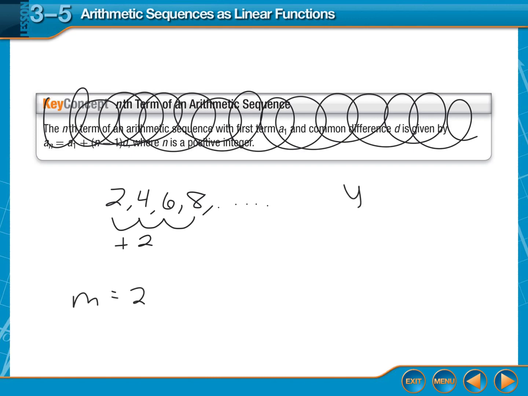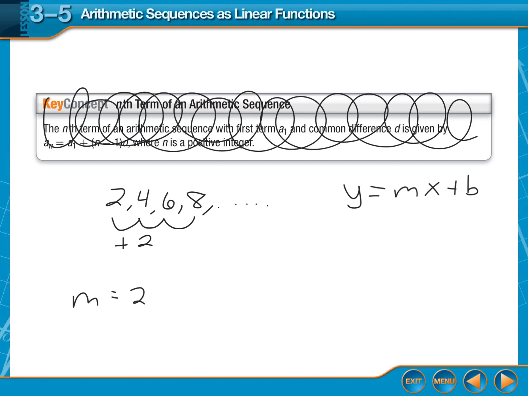Today we are going to learn how to connect it to this so we can find like the 100th term instead of having to count all of those 100 terms. So we already have the m. What are we missing? The b. What do we think the b is out of a sequence? The b originally, in slope-intercept form, is the y-intercept, right?